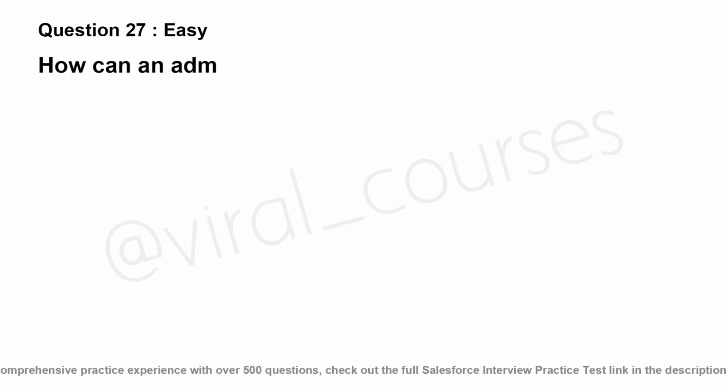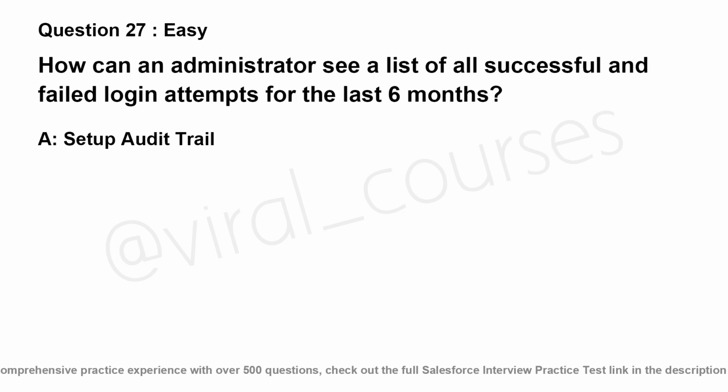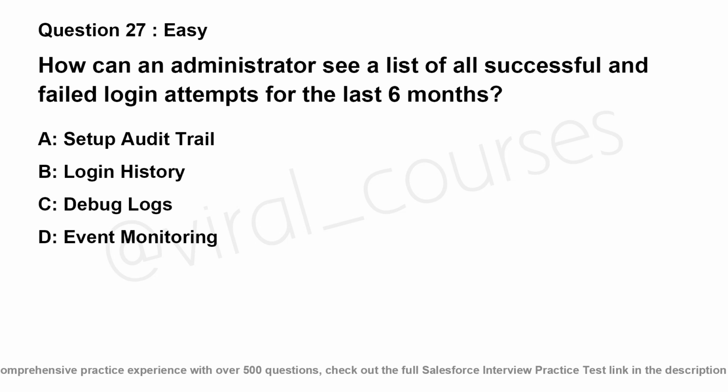How can an administrator see a list of all successful and failed login attempts for the last 6 months? Option A, setup audit trail. Option B, login history. Option C, debug logs. Option D, event monitoring.